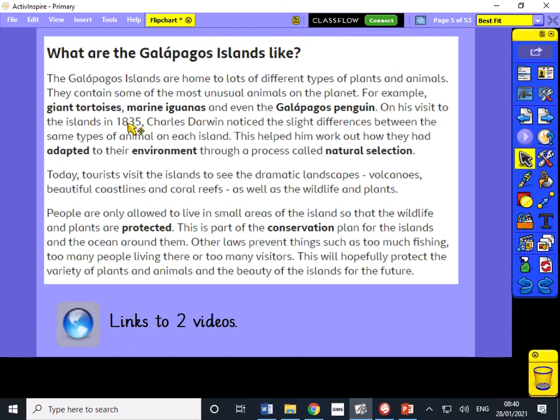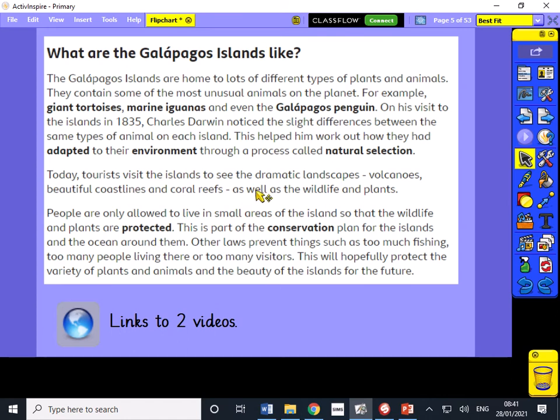They were also made famous by the biologist Charles Darwin, who visited in 1835. The things that he saw on the islands, the slight differences between the same types of animal on each island, helped him work out how they had adapted to their environment, and he coined the term natural selection and evolution. So these islands were very instrumental to his theory of evolution.